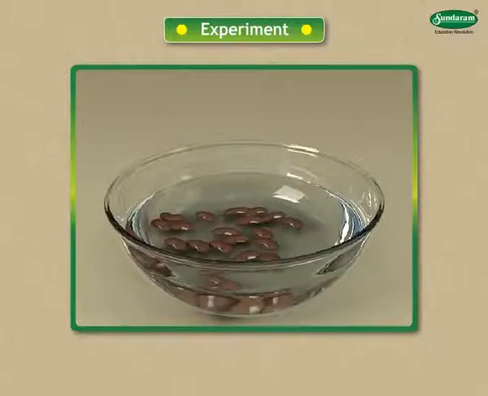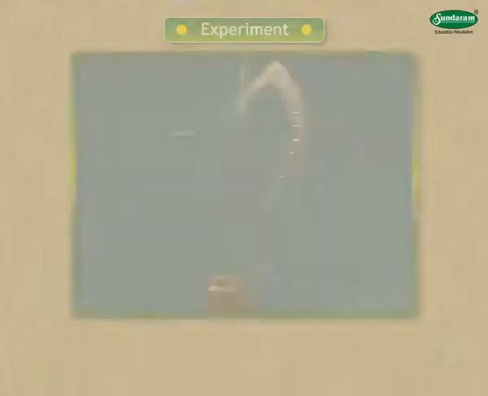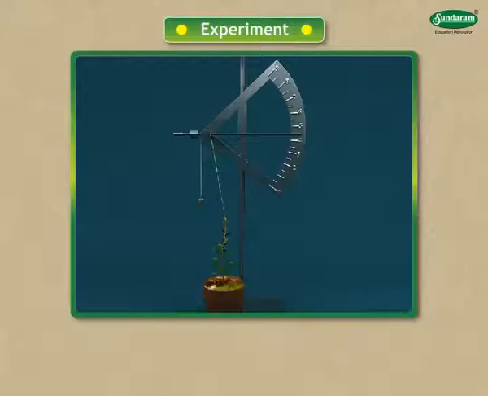What is the difference in the size of the moth beans? The size of the moth beans has increased. Why did this happen? Because the moth beans have absorbed the water from the cup. Let us try one more experiment.